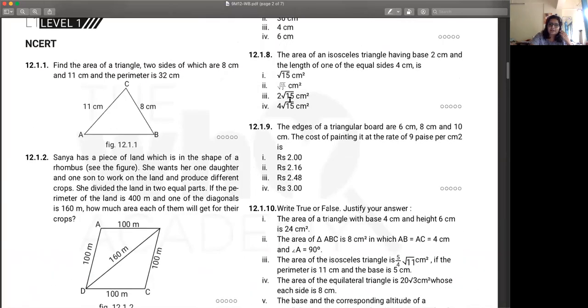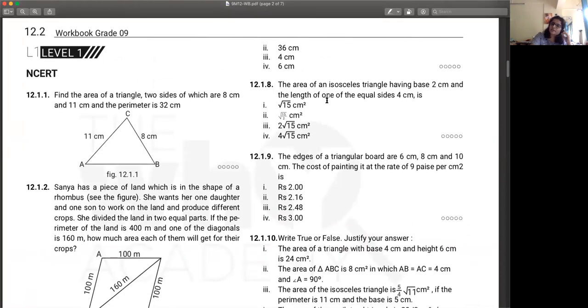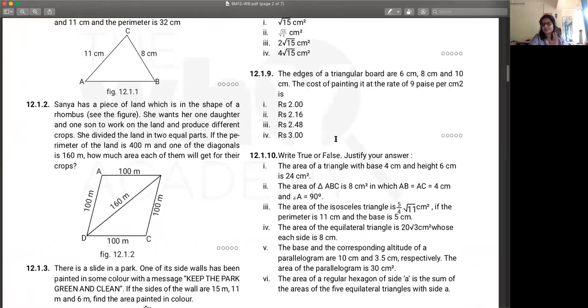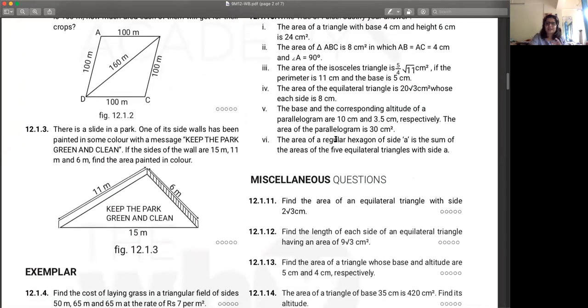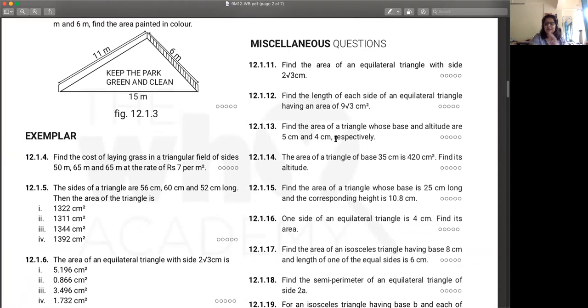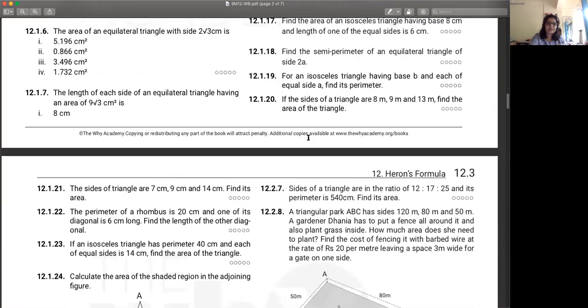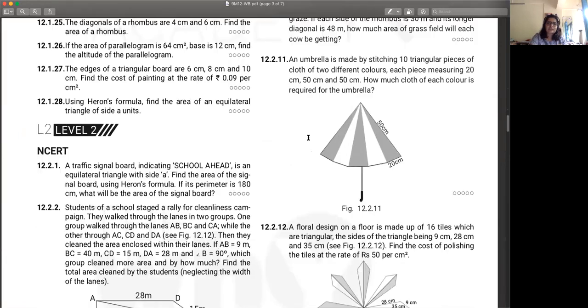All right. Next, area of isosceles triangle. This is also just application of the formula. Dhruv, yes, 6 centimeters is correct for the previous one. The ninth question is also the same. You're given the edges of a triangular board and you need to find the cost of painting it. So find the area first. All right. A lot of level 1 questions are direct application of the areas. They're pretty easy. Okay. Now let's look at level 2.